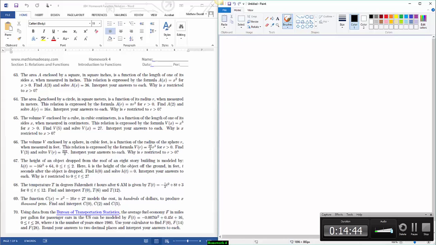So on 64 it says the area A enclosed by a circle in square meters is a function of its radius r, when measured in meters. This relation is expressed by the formula A(r) equals pi r squared for r greater than 0. Find A of 2 and solve when A of r equals 16 pi. Interpret your answers. Why is r restricted to being greater than 0? Ooh, good one. Alright, so let's go over it.